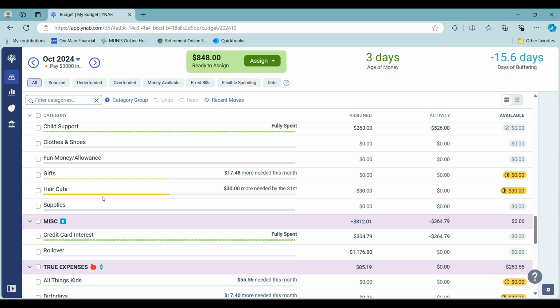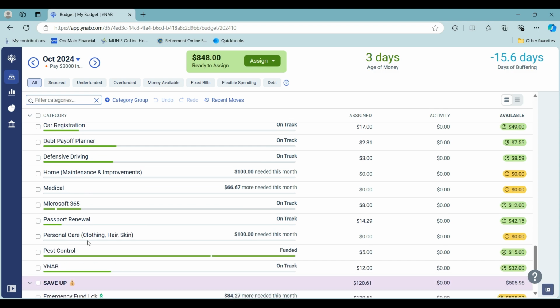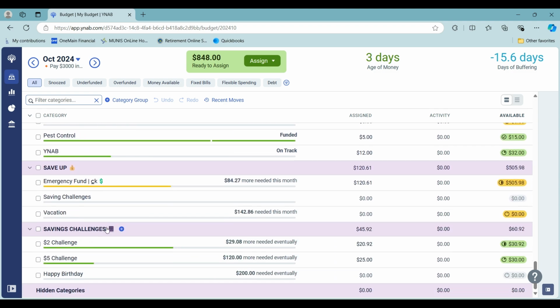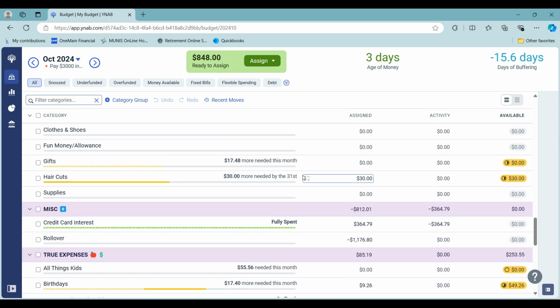Now into the miscellaneous section, credit card interest. As you could see here, we did pay $364.79 in credit card interest so far. We don't have anything that's waiting for us to be paid. And the next categories are the true expenses, the save up, and I do have some savings challenge that I'm trying to do, and I'm also logging them in here in YNAB. So we're not going to talk about those categories because sinking funds is a little bit on pause right now because I can't fit it in the budget. So this is what it is.